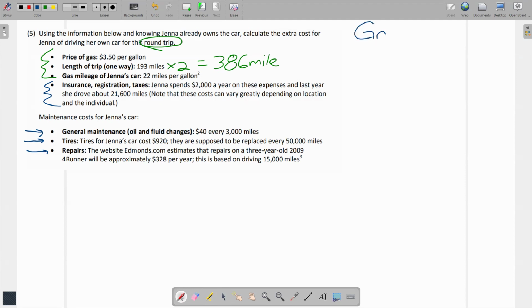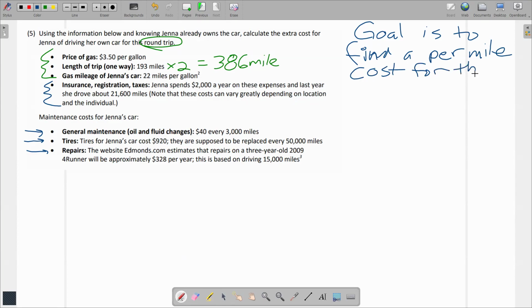Our goal is to find a per mile cost for this vehicle.